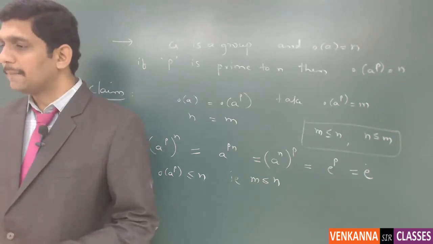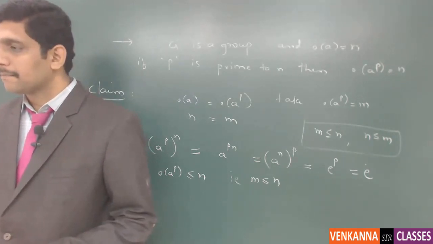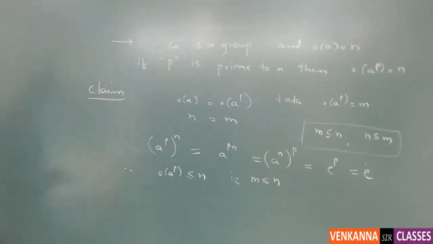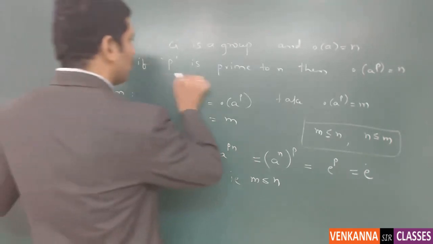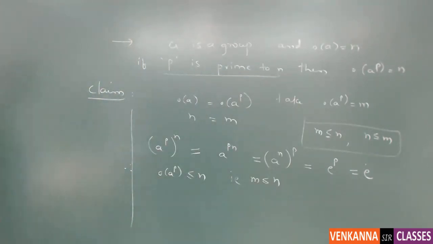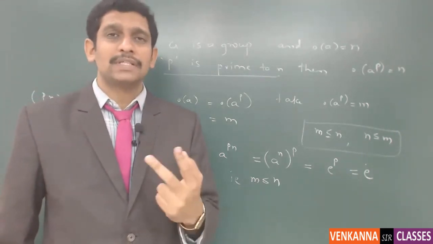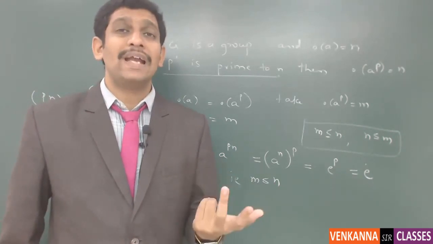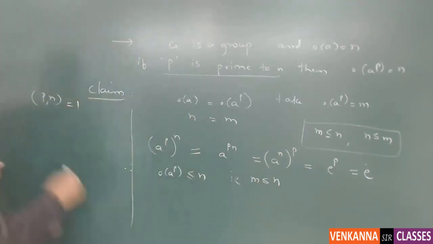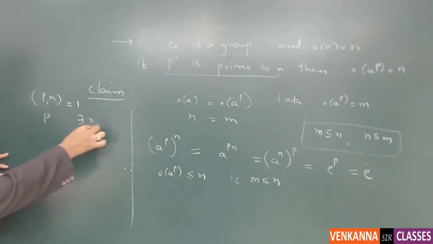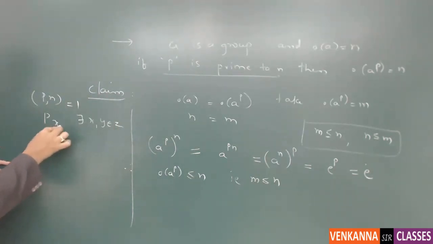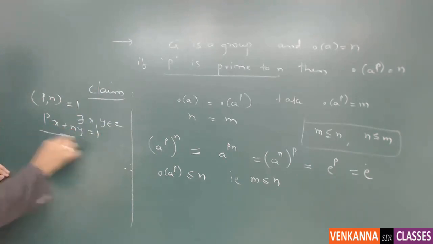Any doubts for anybody? Fine. Then, there is one more point given in the problem that p is prime to n. So, you have GCD of p comma n is equal to 1. Now, see, whenever two numbers are relatively prime, we can find integers, that is, there exist integers x comma y such that px plus ny is equal to 1.